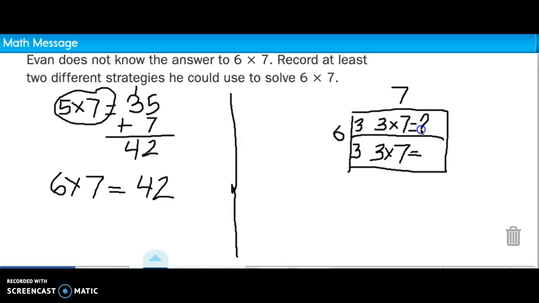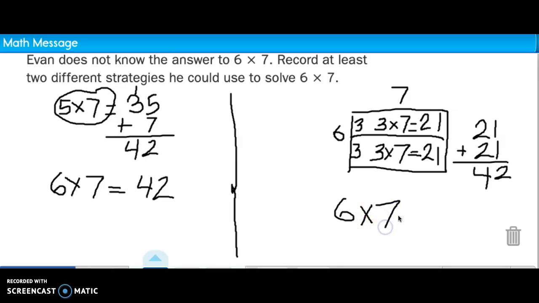So hopefully when you added, you got 21. So 21, and this is 21 as well. Then we just add that together. 21 plus 21. We add it together, and our answer is 1 plus 1 is 2, 2 plus 2 is 4. Again, we have figured out 6 times 7 using the doubling strategy.